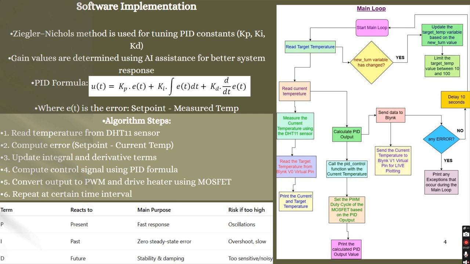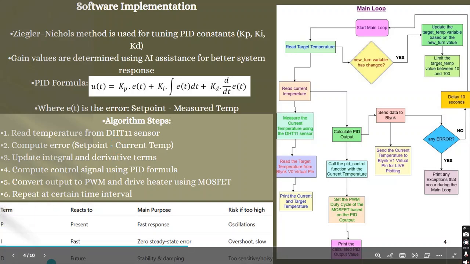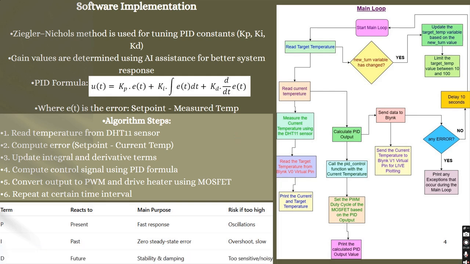The integral part reacts to the past errors, that is, it will calculate the cumulated error, and its main purpose is to make the steady state error 0, and if it becomes too high, the overshoot will be too high and the system will be too slow. The derivative term reacts to the future error and it gives stability and damping. If it becomes too high, the system will be too sensitive and noisy.